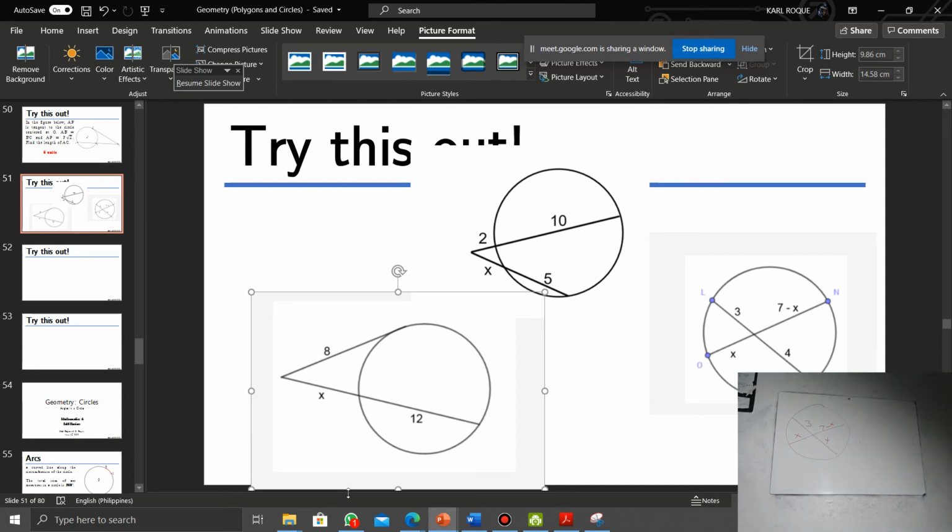Yan. X times 7 minus x equals 3 times 4. So, by power theorem, 3 times 4 equals x times 7 minus x. X squared minus 7x plus 12 equals 0. X minus 4 times x minus 3 equals 0.